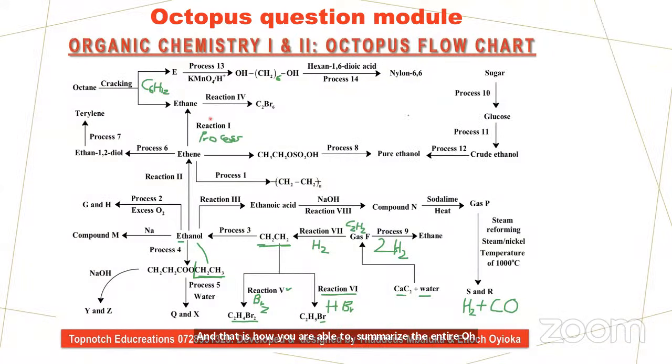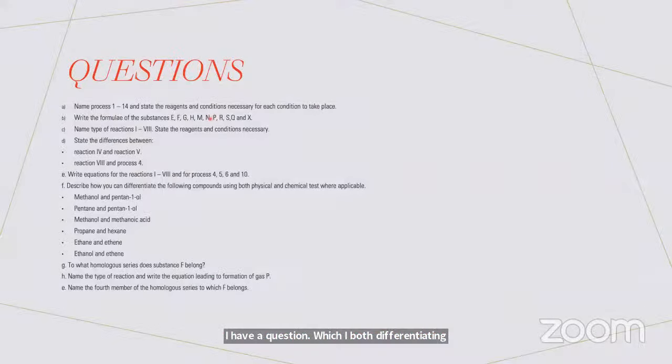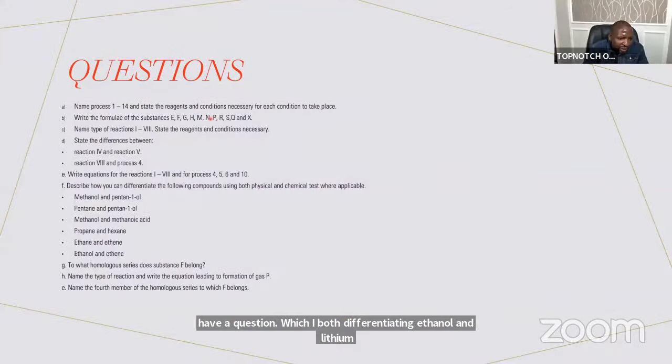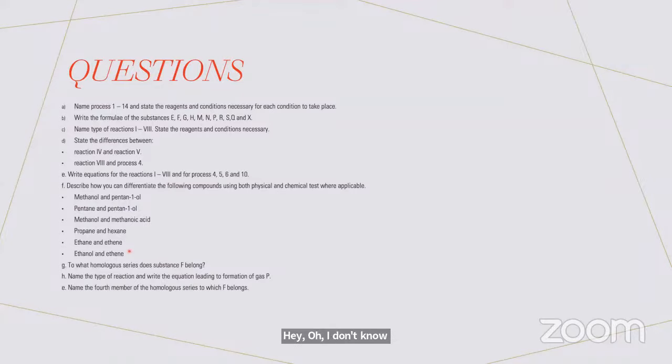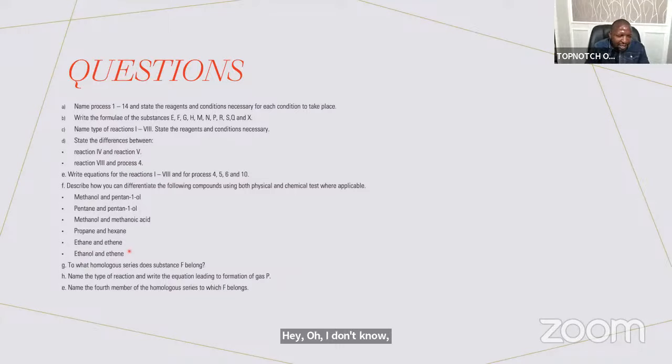I have a question. Yes. What about differentiating ethanol and ethene? Ethanol is ROH. How do you test for ROH? You can burn each of them, of course. Ethanol burns with a blue flame. Ethene burns with a yellow sooty flame because it's unsaturated.